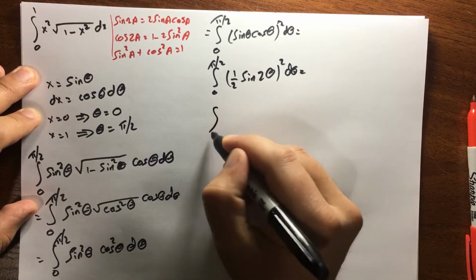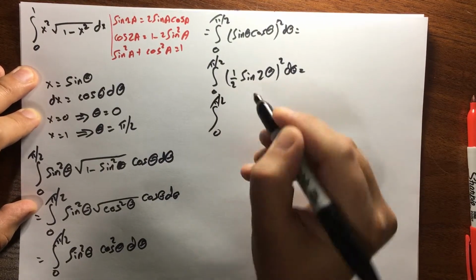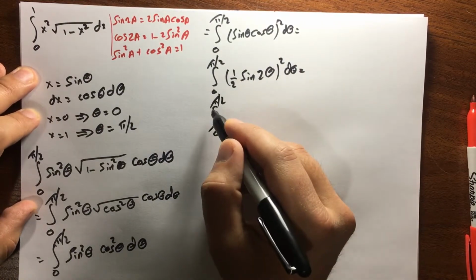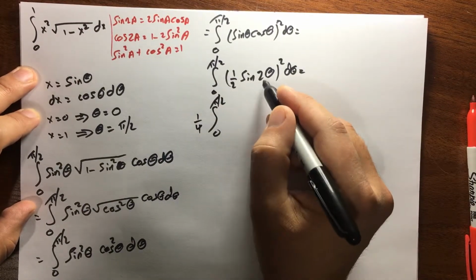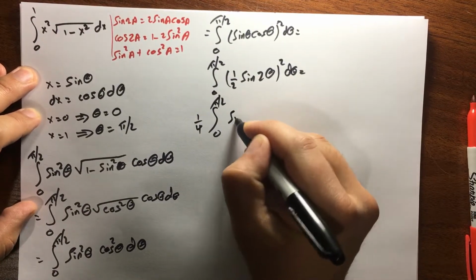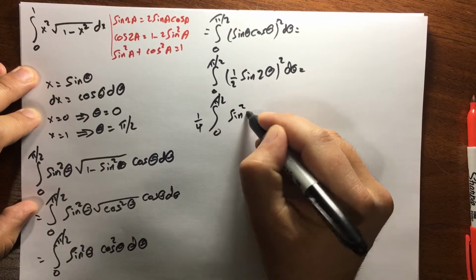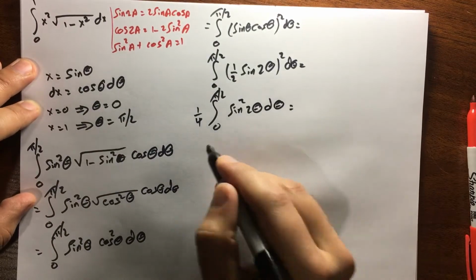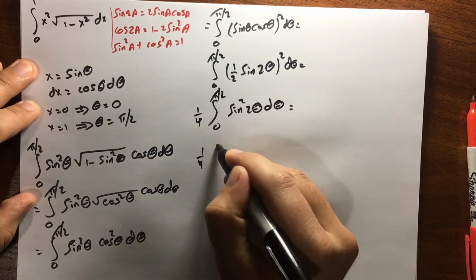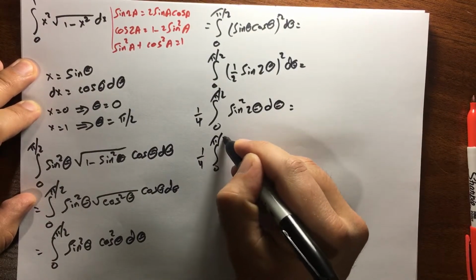This equals, from 0 to pi over 2. Now 1 half squared is 1/4, so we take this out of the integral. Sine 2 theta squared is sine squared 2 theta d theta. And this equals 1/4 from 0 to pi over 2.